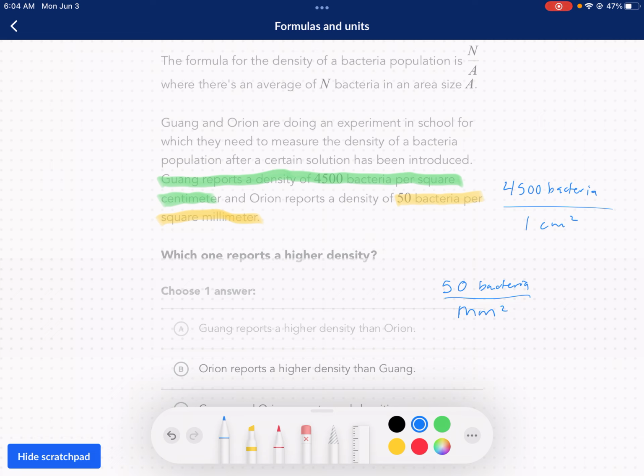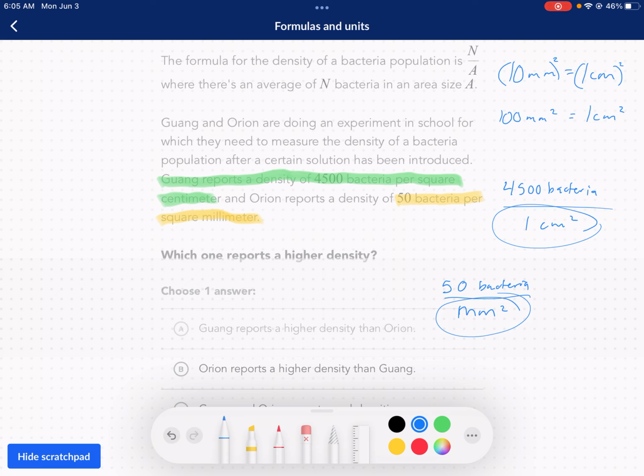One, we could just look up the rate of unit conversion between centimeters squared and millimeters squared. You can't just do millimeters to centimeters, and the reason why is because it's squared. They're square units. So if we square these, millimeter squared and centimeter squared, we get 1 centimeter squared equals 100 millimeters squared.